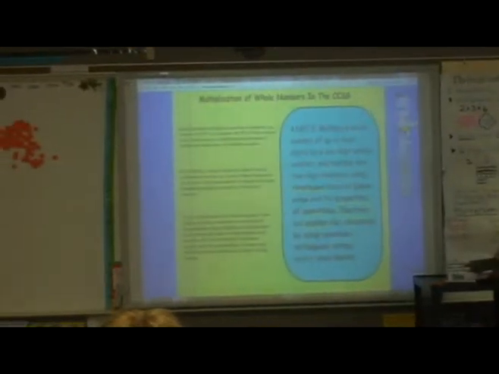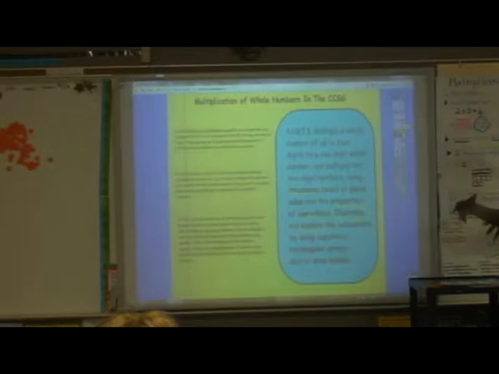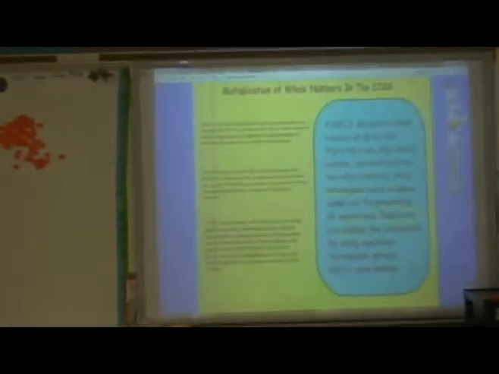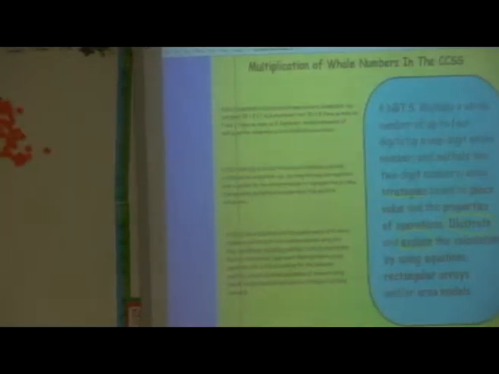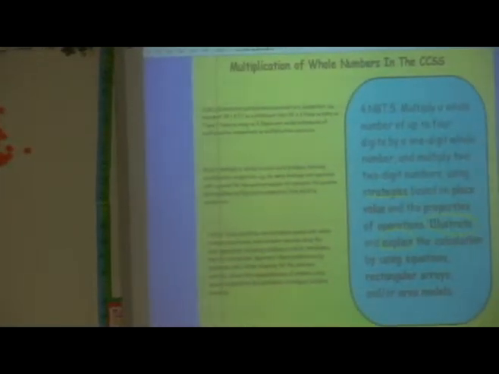First thing we're going to talk about is, well, the standard we're going to talk about tonight is multiplication of whole numbers in the Common Core standards. The standard says that we're going to multiply a whole number of up to 4 digits by a 1-digit whole number, and multiply two 2-digit numbers using strategies based on place value and the properties of operations. We're going to illustrate and explain the calculations by using equations, rectangular arrays, and/or area models.